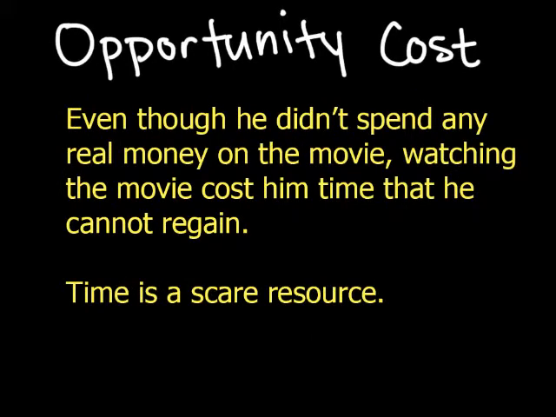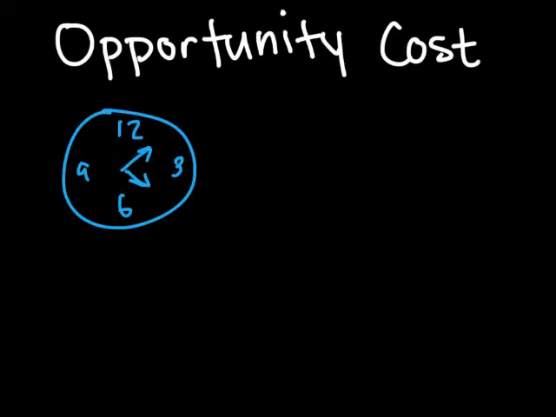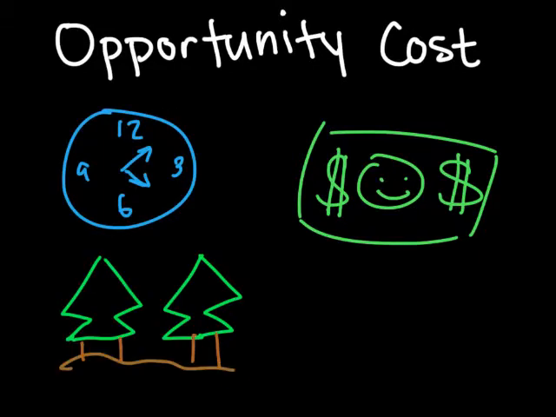So, to summarize, even though he did not spend any real money on the movie, watching the movie still cost him the time that he cannot regain. And because ideally you would want to both watch a movie and study for the test, but you cannot do that because you only have so many hours in a day, time is what we would call a scarce resource. There are many kinds of scarce resources in life, such as time, as seen from our example, money, as also seen from our example, or things like land or labor.